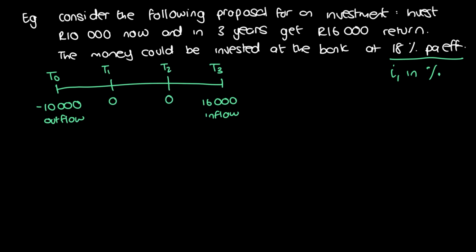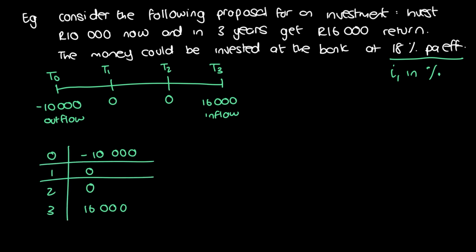There will be questions where, again, we will have a situation where we'll invest, say, 10,000 Rand every year, or we'll get 5,000 Rand back every year, or 5,000 Rand in 2 years and 20,000 in 3 years, and so on. So this can get more complicated. This gives us the data table. The data table is 0, has that minus 10,000. 1 is 0, 2 is 0, and 3 is the 16,000. So you could draw it as a timeline, or you could just draw it as a data table.